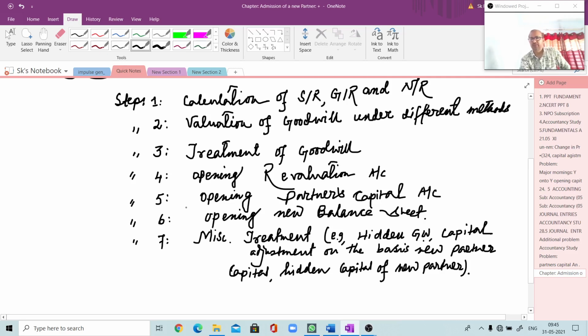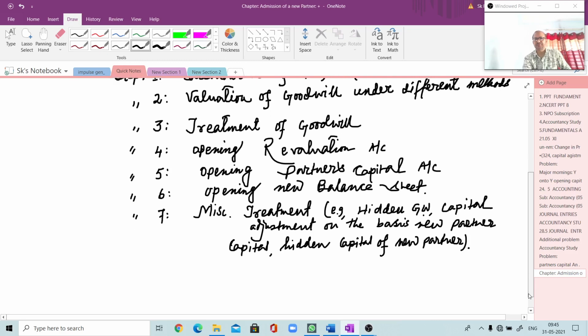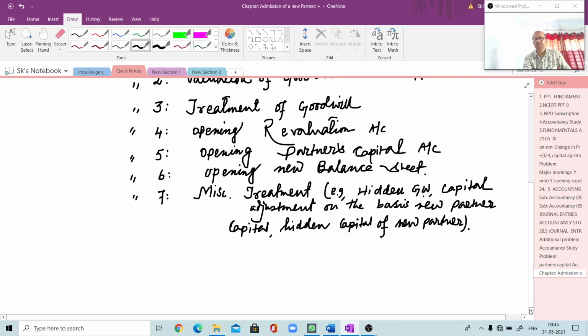Now for a short period of time we are going to explain a little bit of SR and GR, sacrificing ratio and gaining ratio, for understanding. Step 1, explanation of step 1.